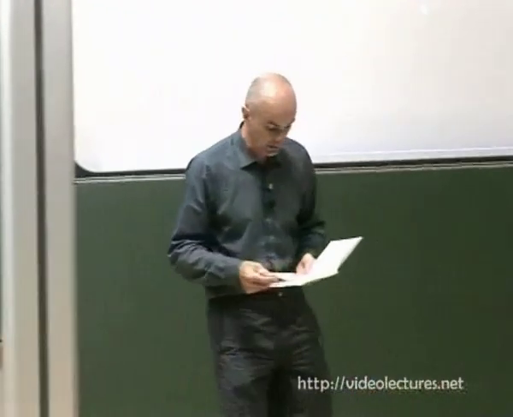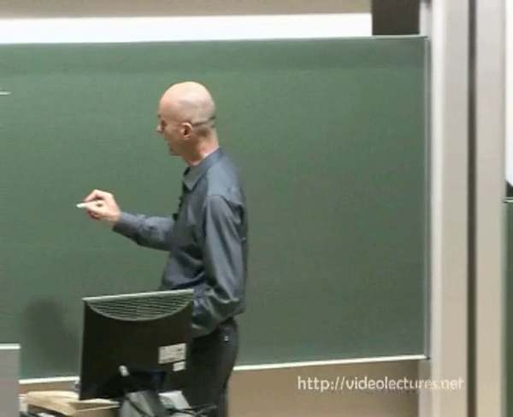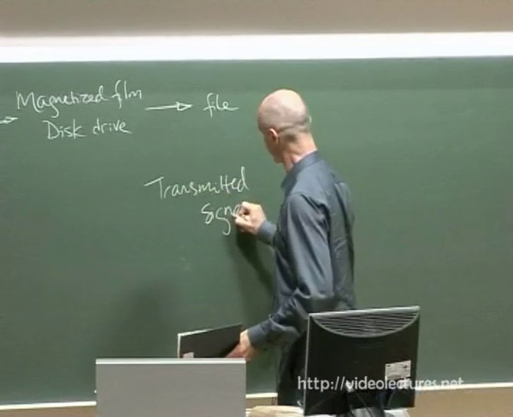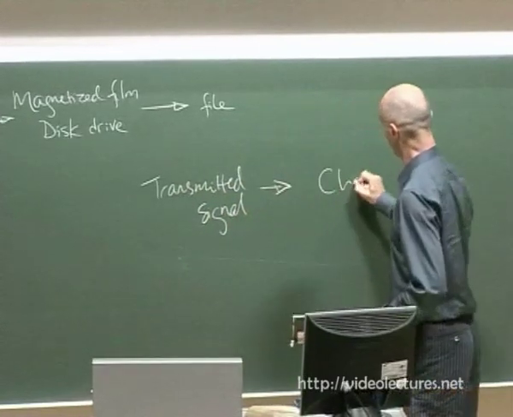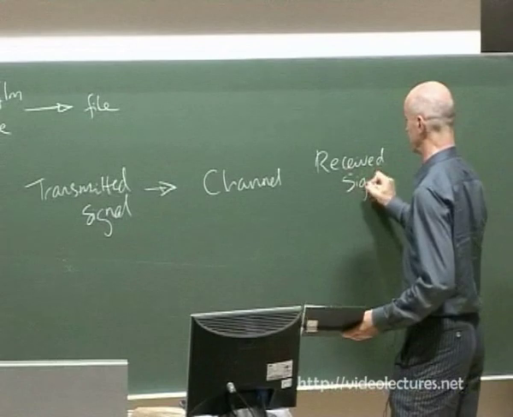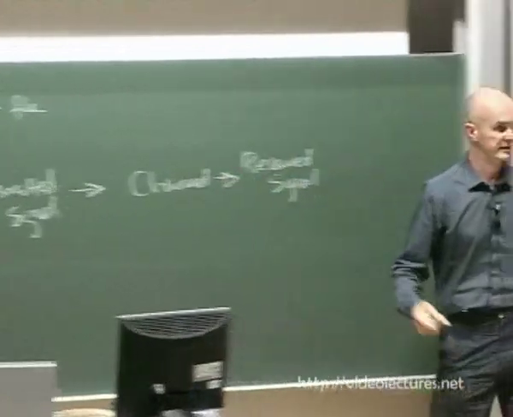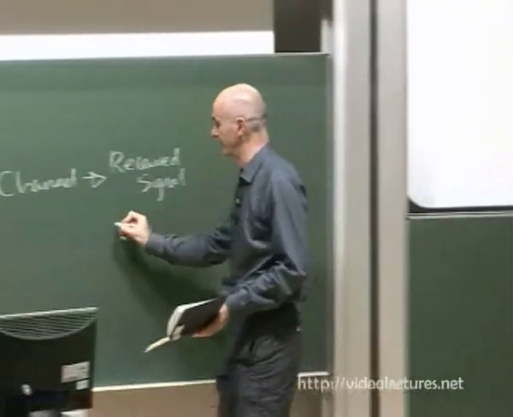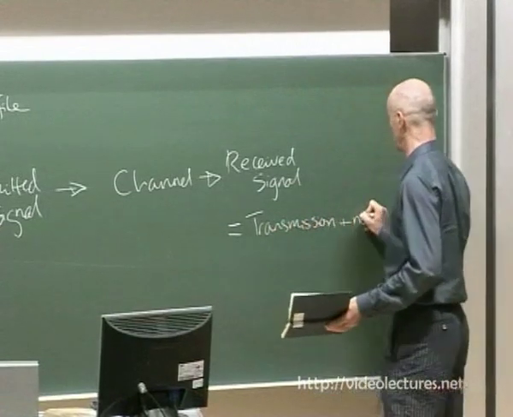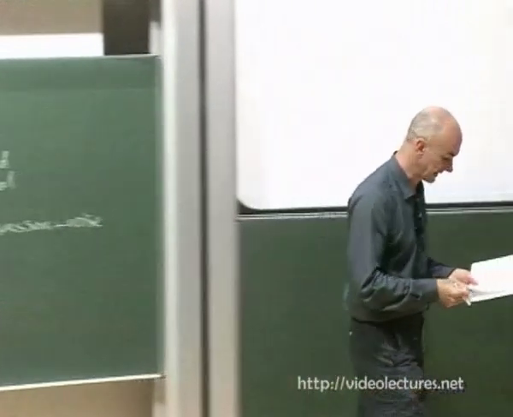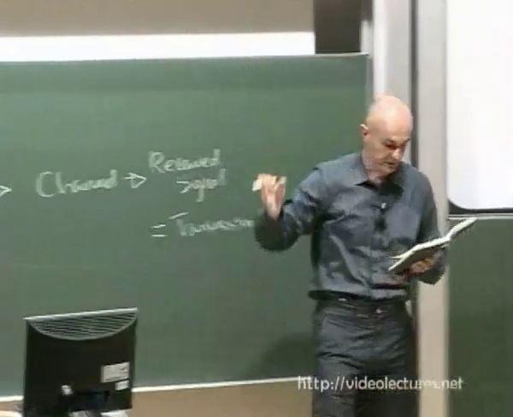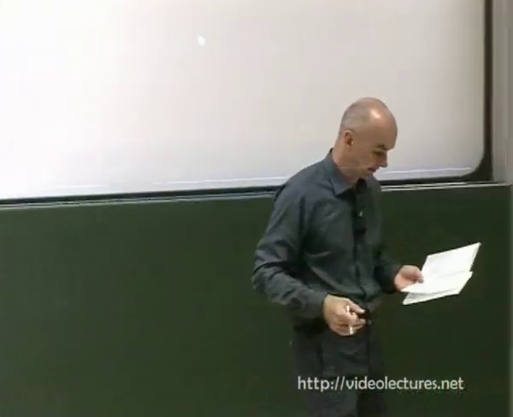And all real channels have the property that you put in a transmitted signal, and then what comes out, the received signal, is not actually identical to the transmitted signal. It's different. And so you could think of it perhaps as being the transmission plus some noise. It might be related to the transmission in some way, transformed as well, and typically noise has been added to it. For example, if we send photons through the vacuum, some of those photons end up being lost or absorbed or scattered along the way.